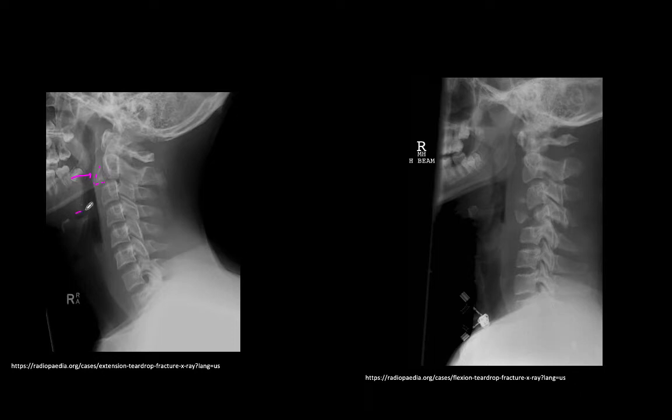Now, teardrop fractures can happen at any level. In this case, it just happens to be C2, but the fragment is always triangular off the inferior corner. Now, these are less severe than the hyperflexion variety of this injury. So in the image off to the right, you'll note that this patient also has a large triangular fragment fractured off the body of, in this case, the C4 vertebra. But you'll note here there's a lot more going on.